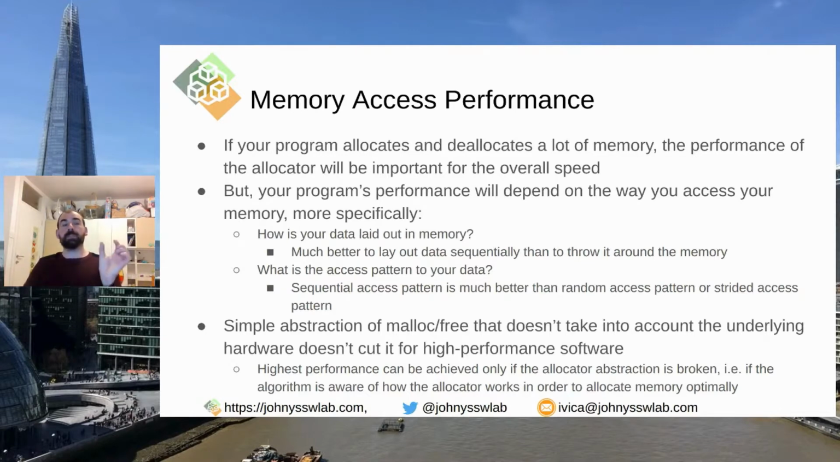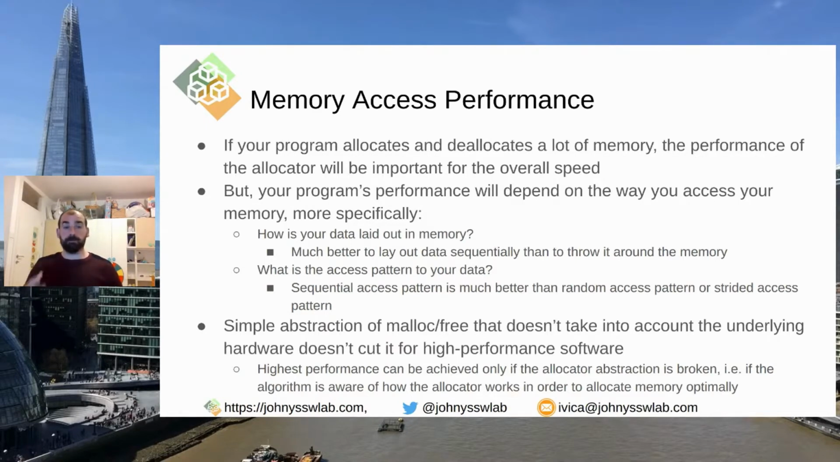Sequential access pattern means you're accessing element 0, 1, 2, 3, 4, 5, 6. Random access pattern is just randomly jumping around memory. Strided access pattern is when you are accessing elements like 0, 4, 8, 12, 16, 20, 24, and so on. So you're going linearly through the array, but there is a stride. So this is a strided access pattern.